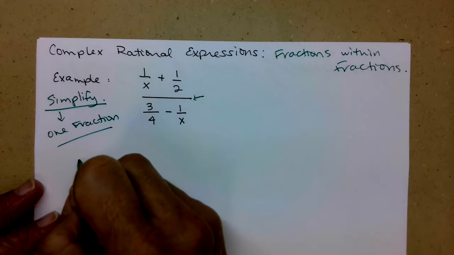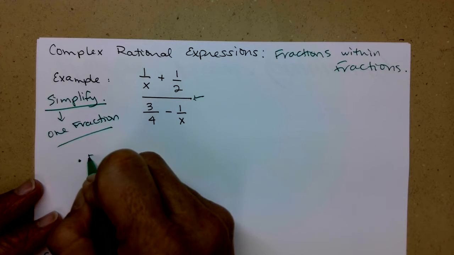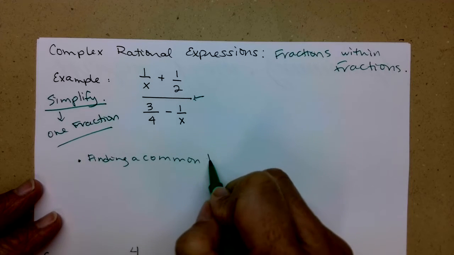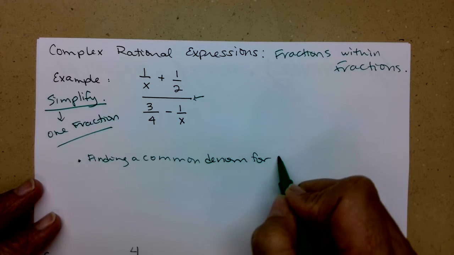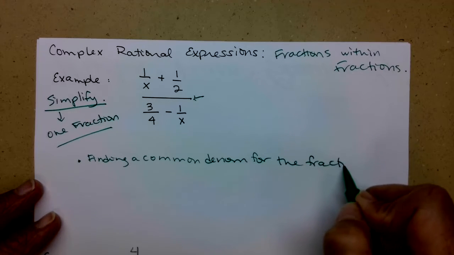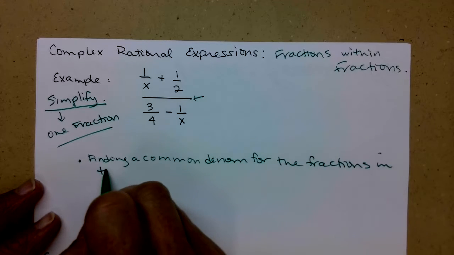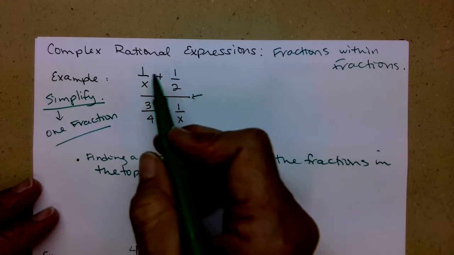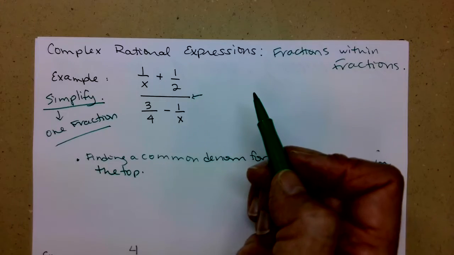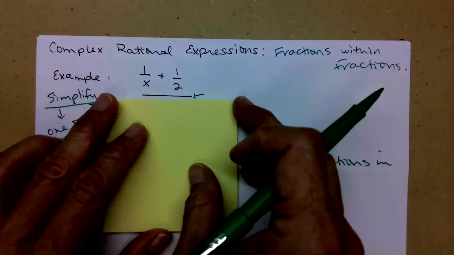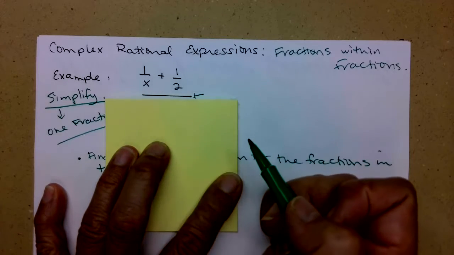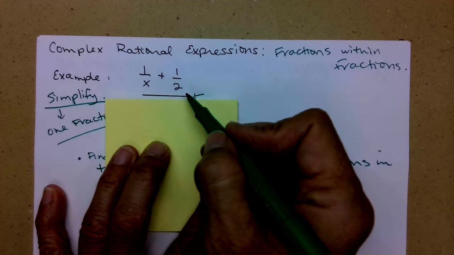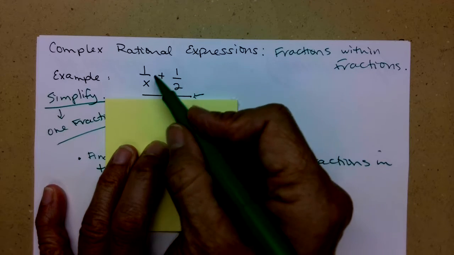The way that we're going to do it is we're going to start by finding a common denominator for the fractions in the top. Okay, so we're going to add the 2 fractions that are in the numerator. So what's that common denominator? I'm going to ignore the bottom. We're just looking at the top. How do I add those 2 fractions together? They need a common denominator. What's it going to be? It's going to be 2 times x.